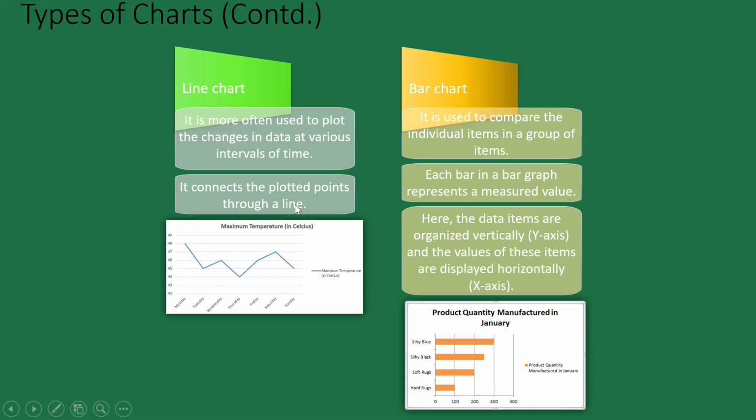It connects the plotted points through a line. So here, just draw the interval of time through the lines, as you can see here, guys, as per the interval of time. The graph. Bar chart is used to compare the individual item in a group of items. I mean, there is a group of items; individual means single.